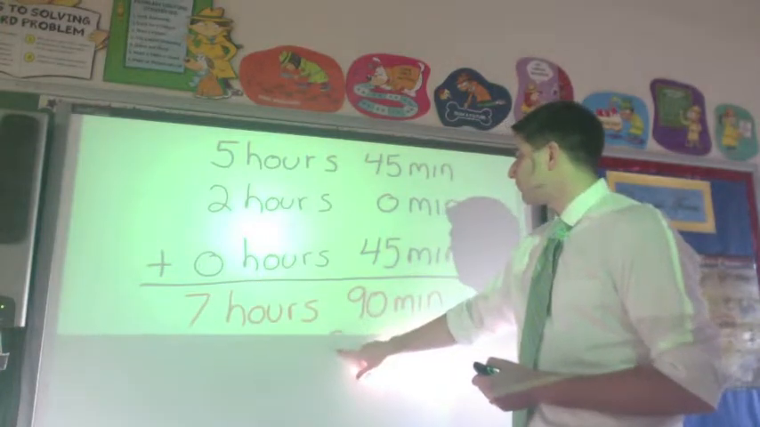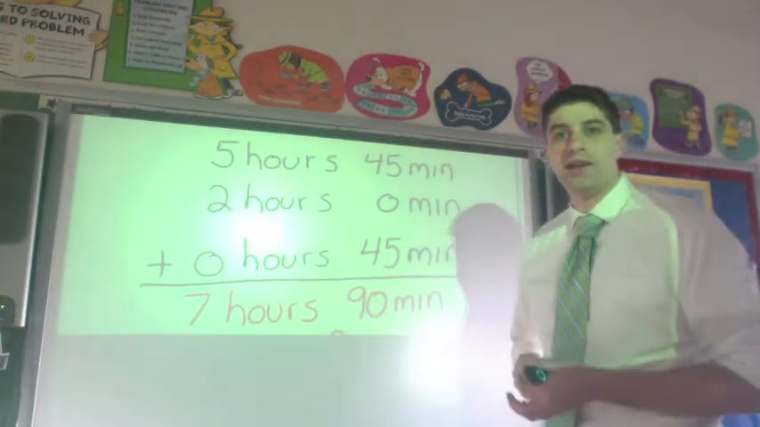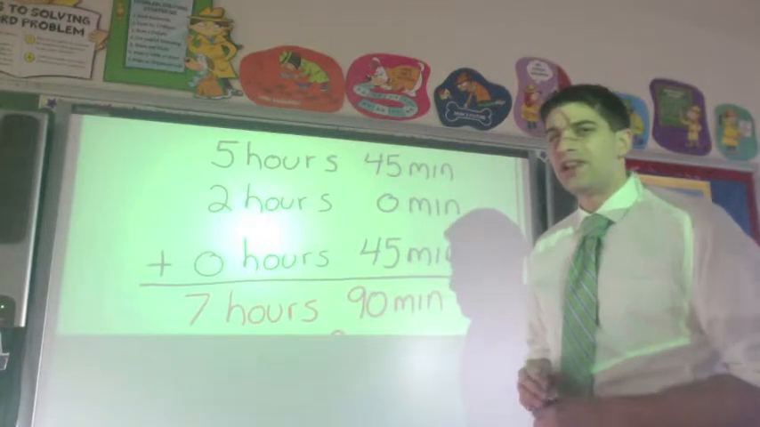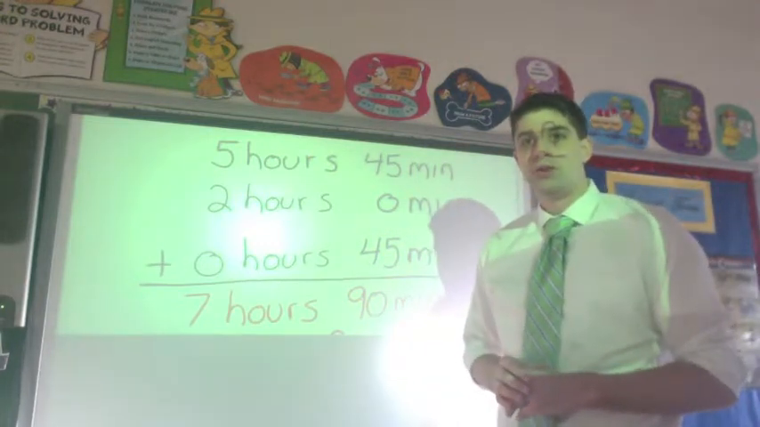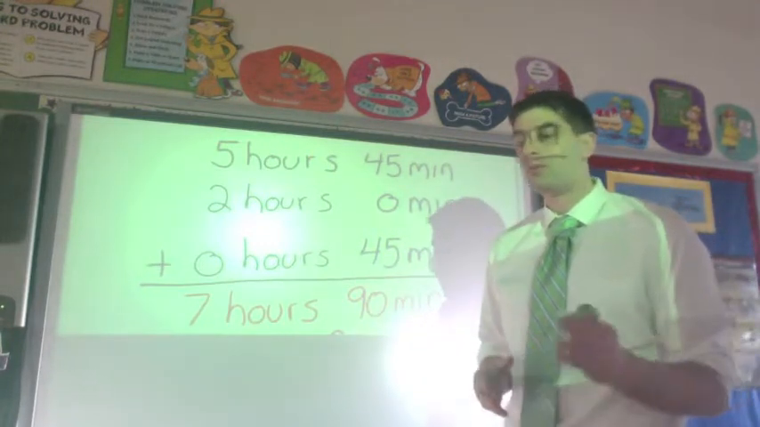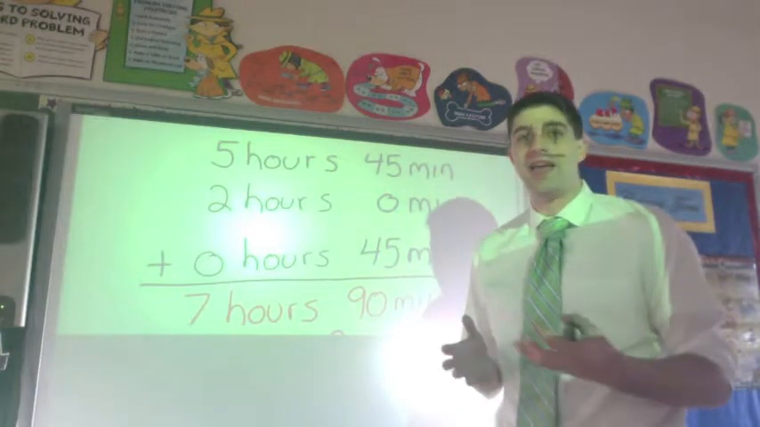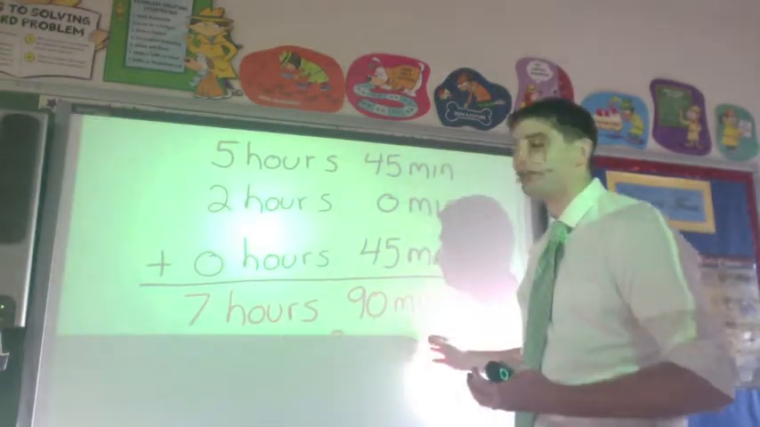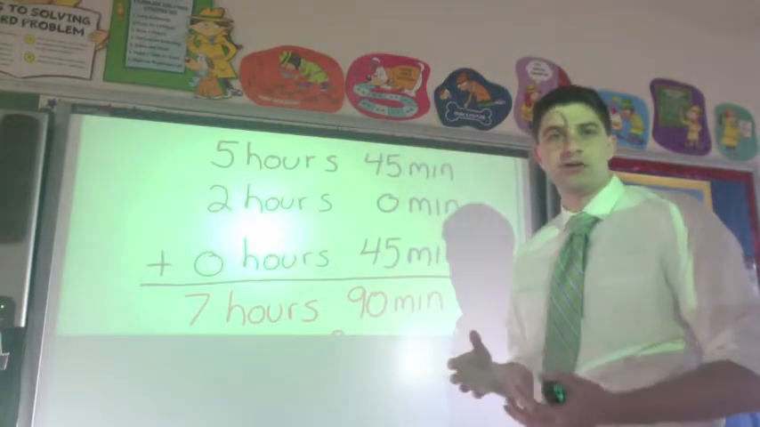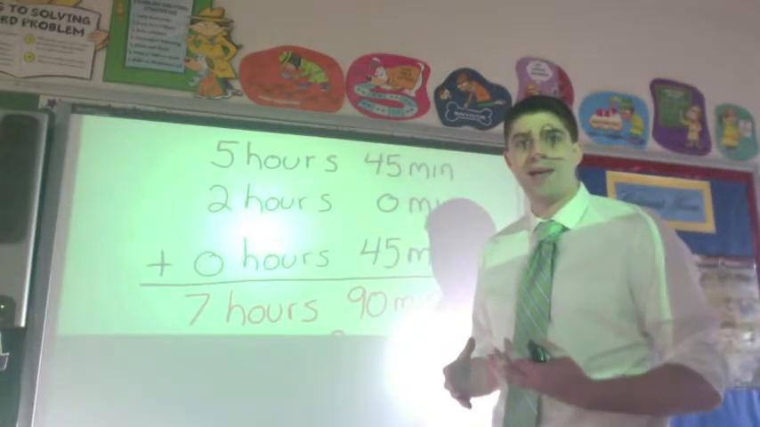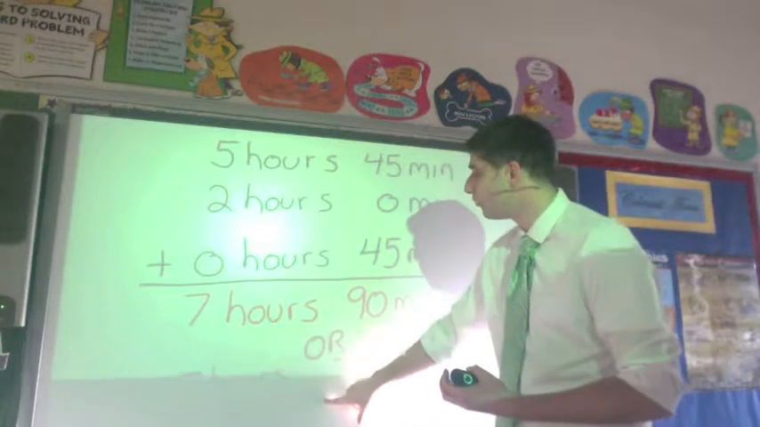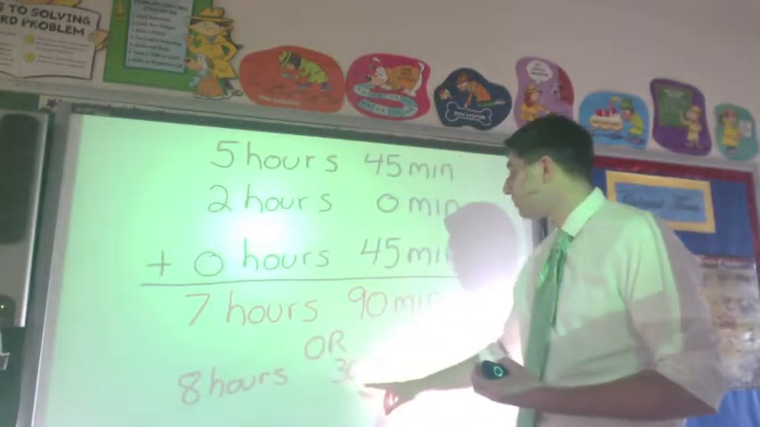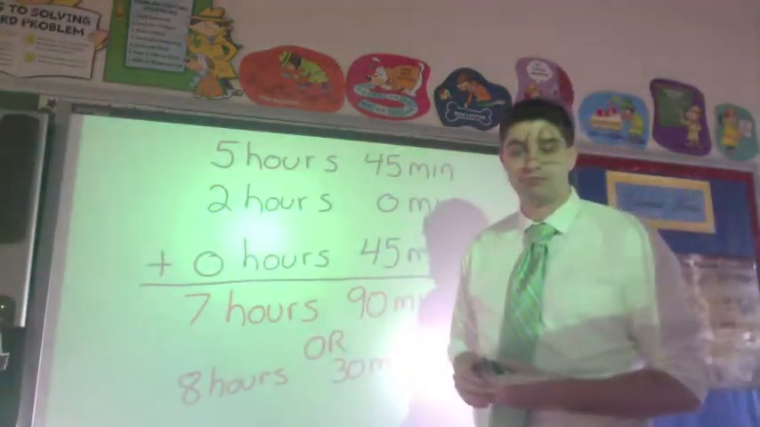So my answer is 7 hours and 90 minutes. But you may be saying to yourself, wait, Mr. D, there is no 90 minutes. Well, there is. 90 minutes equals an hour and a half. So what we could do is leave our answer at 7 hours and 90 minutes, but because we're in 5th grade, we like to show off our math skills. So we'll rewrite our answer as 8 hours and 30 minutes.